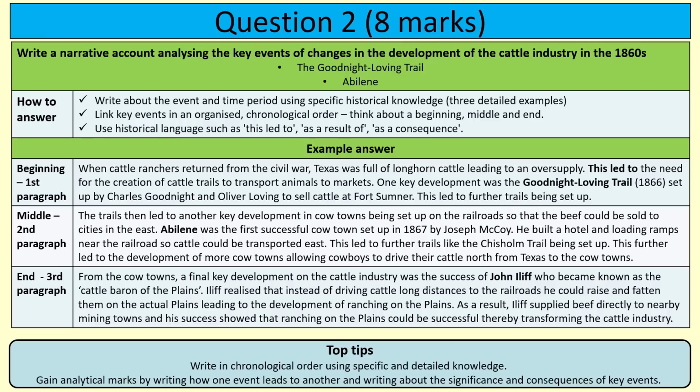The trails, so you see here what we're doing is we're making a link between the first and second paragraph. The trails then led to another key development in cow towns being set up on the railroad so that beef could be sold to cities in the east.